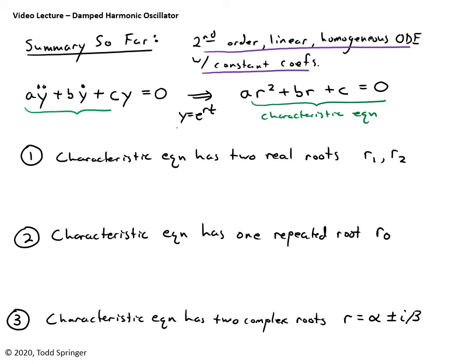If you have that kind of equation, you make this guess, y equals e to rt, plug it in, and you get an equation for r, which we call the characteristic equation. There's three cases here. So that's a quadratic equation. Your characteristic equation can have two real roots, r1 and r2, which are real numbers. And then my solution will be y equals a e to the r1 times t plus b e to the r2 times t, and this is a smooth function. There's no oscillations here.